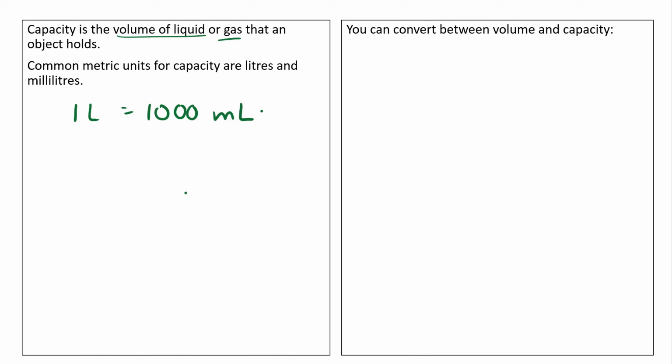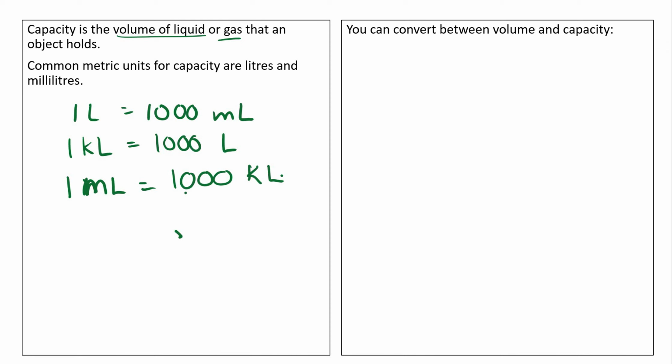Okay, and then there are a couple of other units that are less common, but we still need to know them. So a kiloliter, 1 kiloliter is 1,000 liters, and 1 megaliter, okay, and that's a capital M and a capital L, 1 megaliter is 1,000 kiloliters. Okay, so those are the basic conversions we need to know.